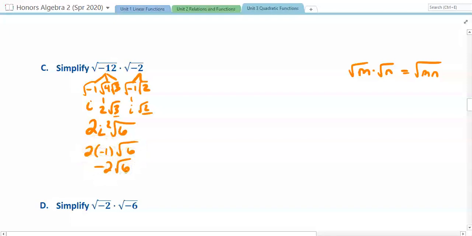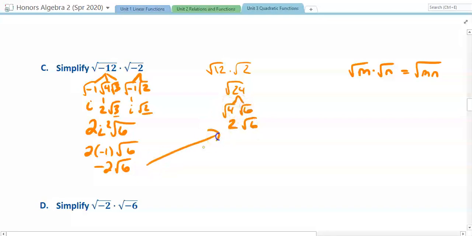Now, you're probably asking, wait, but doesn't a negative times a negative equal a positive? Well, normally, yes, but remember, can I take the square root of a negative in the real number system? No, it doesn't come out real, right? So that's why we have to deal with the imaginaries to multiply this out. Because if I do this without the negatives, 12 times 2 is 24, and 24 breaks up to 4 and 6, and I get 2 root 6, right?